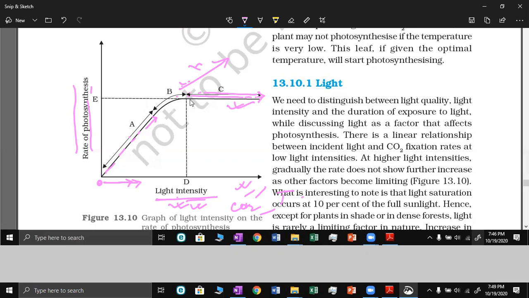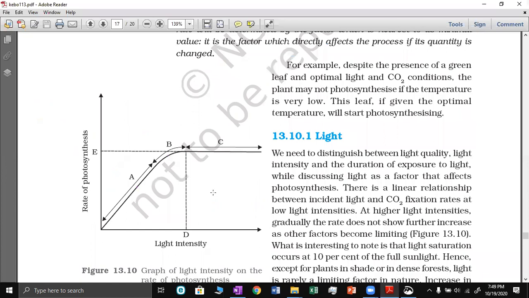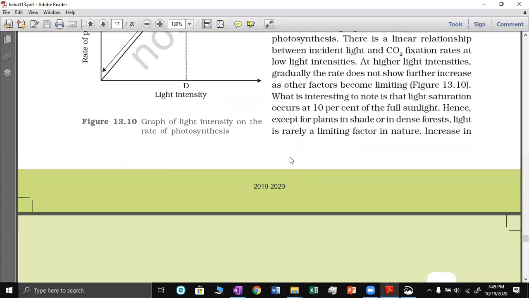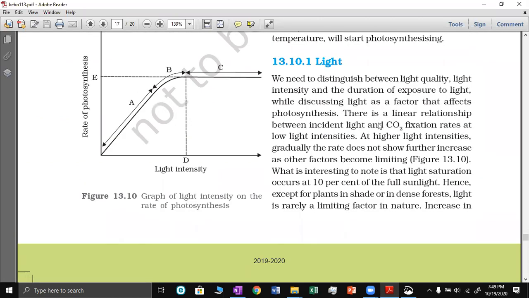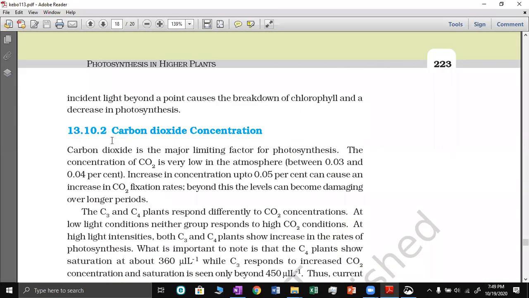Then if this has been checked due to carbon dioxide, now if you increase the carbon dioxide, again the rate of photosynthesis will increase. So here, in carbon dioxide concentration, the carbon dioxide concentration in the air is 0.03%, and at this level the photosynthesis takes place. If the concentration increases to 0.04%, the rate of photosynthesis will increase.